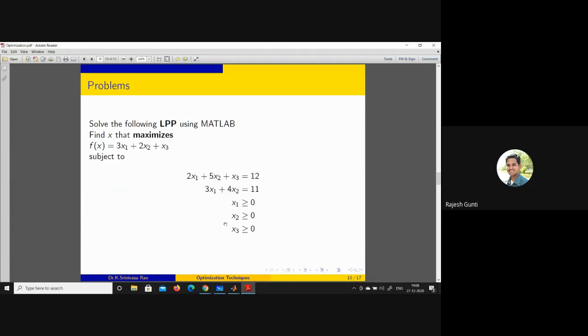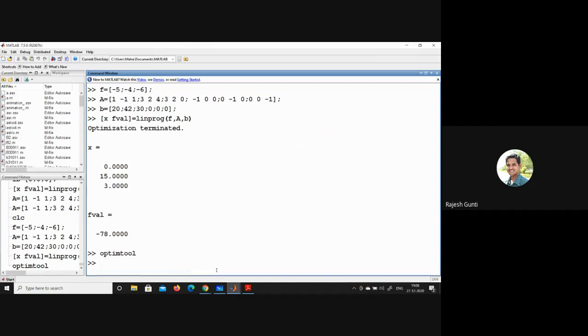Two ways we can solve this problem. This we can treat as equality constraints, or we can treat it with lower bounds and equality constraints. How to write this one? 2, 5, 1, 3, 4, 0, x1, x2, x3, 12, 11. Okay. First we solve using this one.